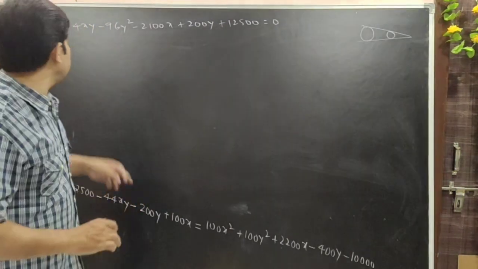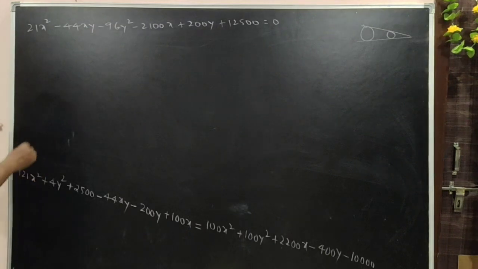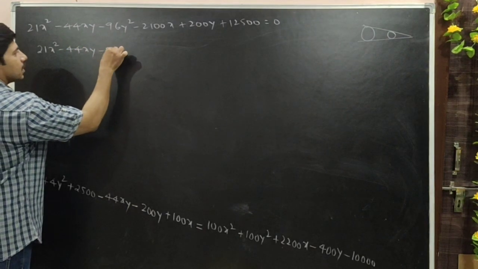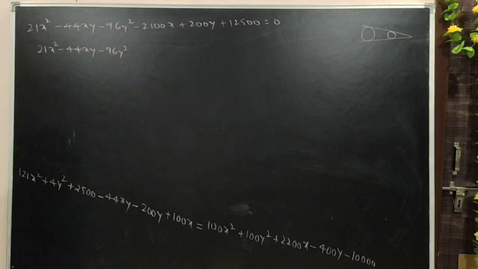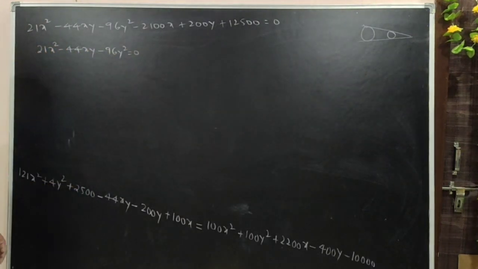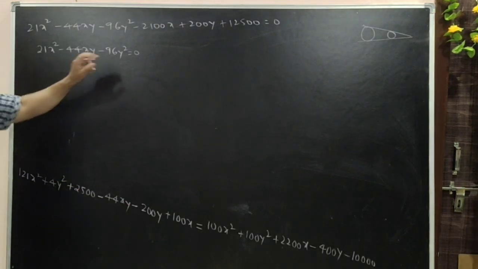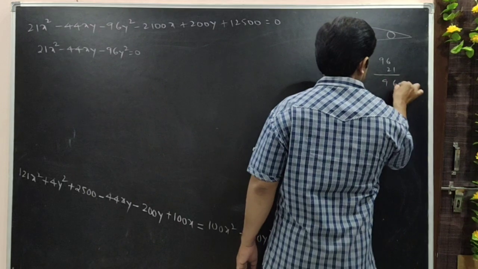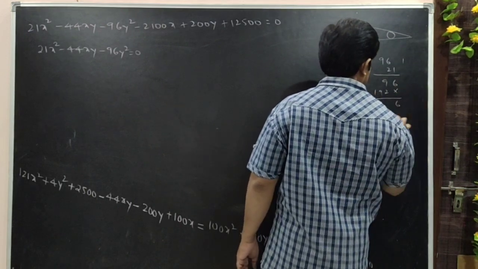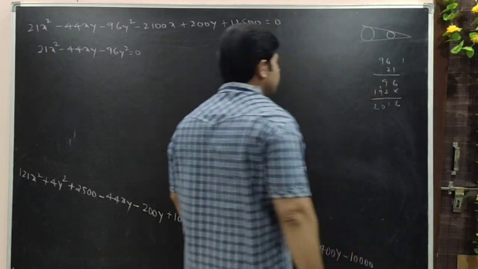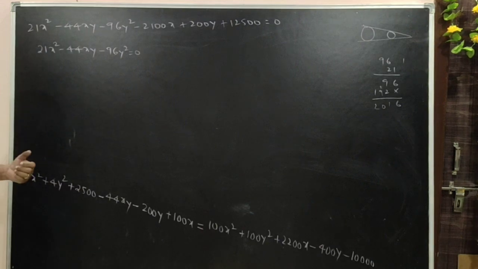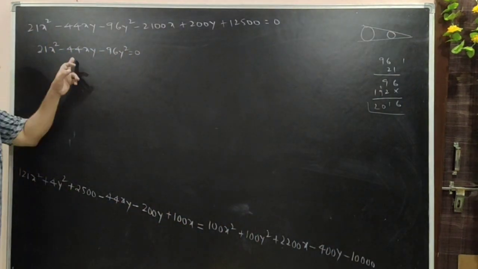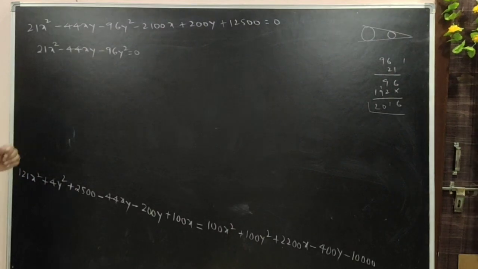To factorize this, we only consider the second degree parts. So what are the second degree parts we have? It is 21x square minus 44xy and minus 96y square. First you take only the second degree part and we'll factorize this. So when we factorize, you have to do 21 into 96. You get 2016. So we factorize this 2016. Okay, after factorizing, we'll split the middle term such that if you add, you should get minus 44, and if you multiply, you should get 2016.